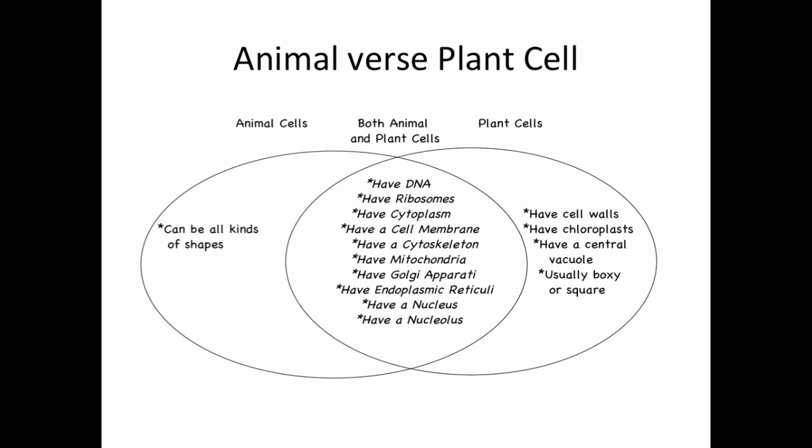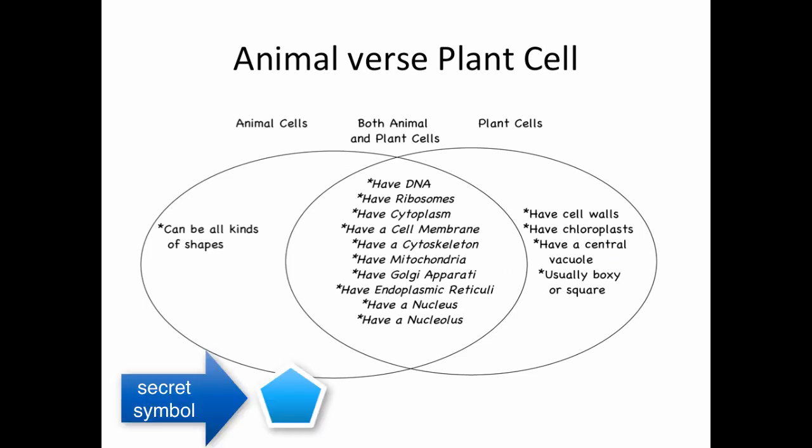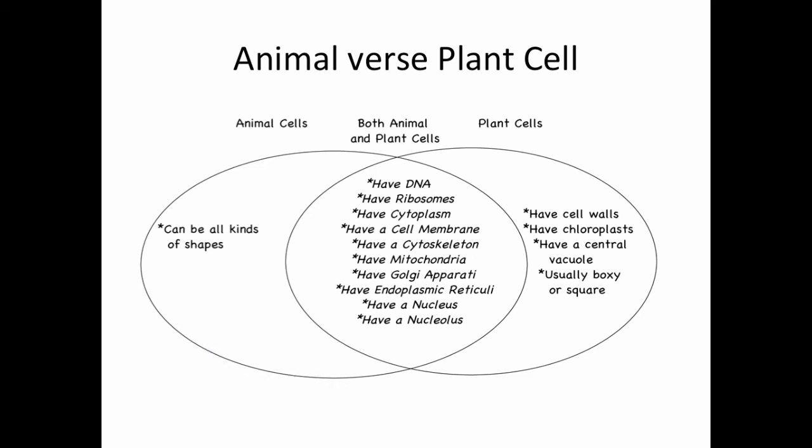Lastly, let's look at the biggest difference between an animal and a plant cell. Both are eukaryotic, but an animal cell comes in all different shapes and sizes, and a plant cell has a very rigid shape. It's usually boxy or square, and they have three parts that an animal cell does not. It would be a cell wall, chloroplasts, and a centrally located large vacuole.